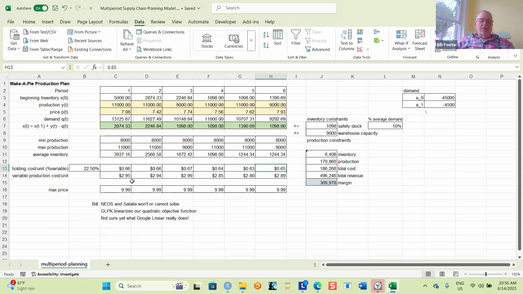And production costs. Now these are variable. I have talked to more controllers about this.